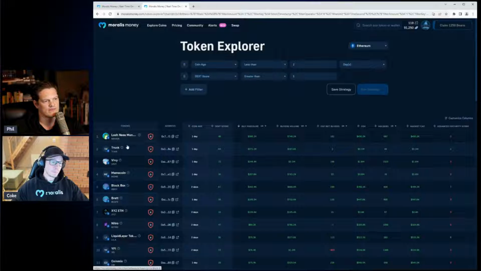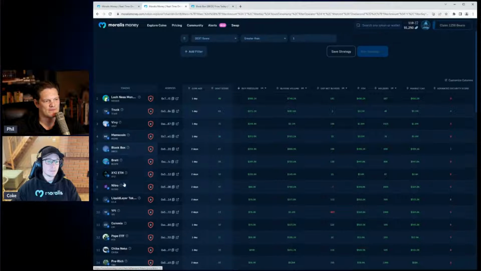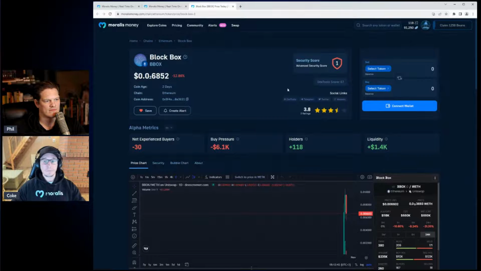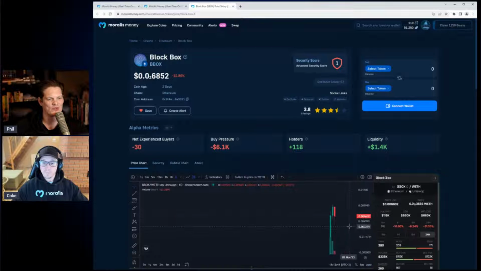And from this list, the block box caught my eye right away. I see it has a nice logo related to the name as well. So there's a box there, and let's open it up. All right. Yeah, let's take a closer look.